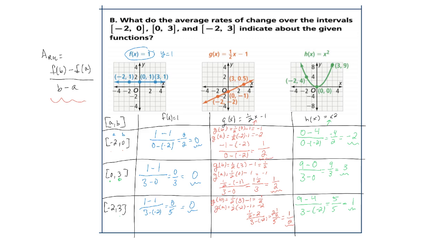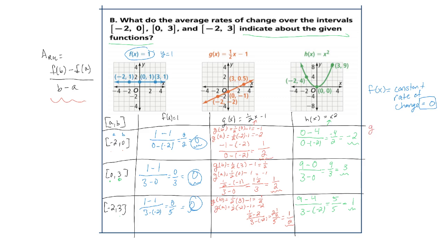All right. Last part, it says indicate about the given functions. So what does it indicate? Well, f of x, we have a constant rate of change, which equals 0. All three of them are 0. 1, 2, 3.